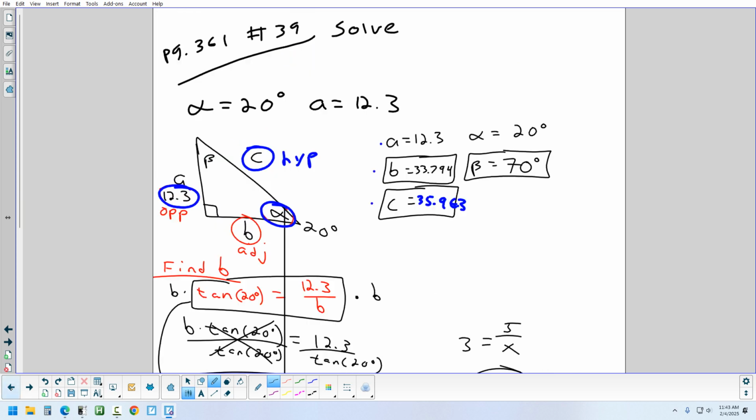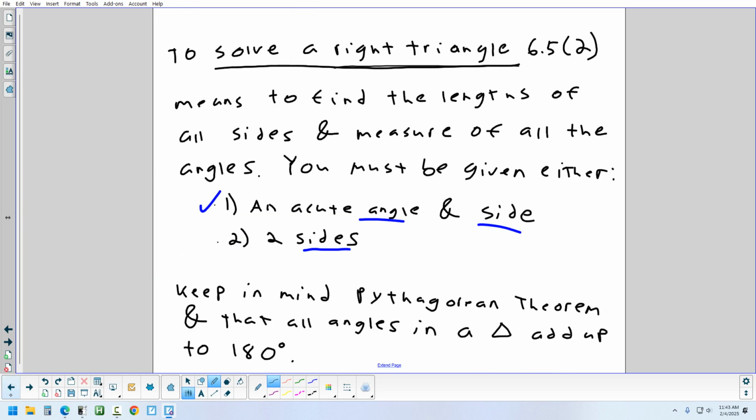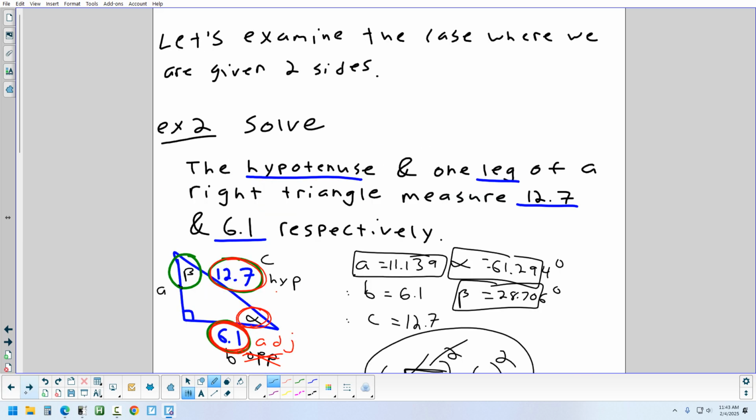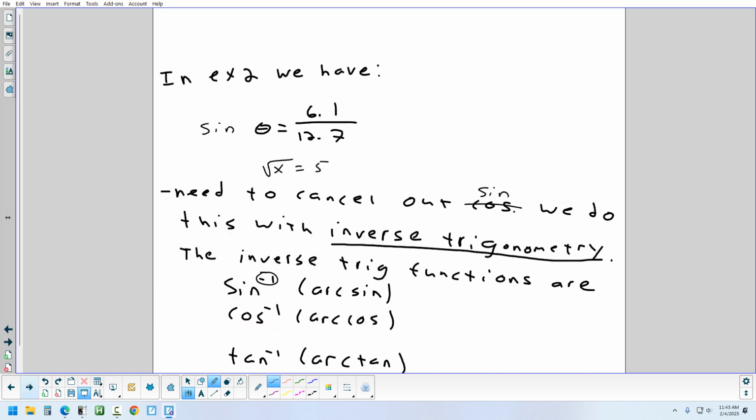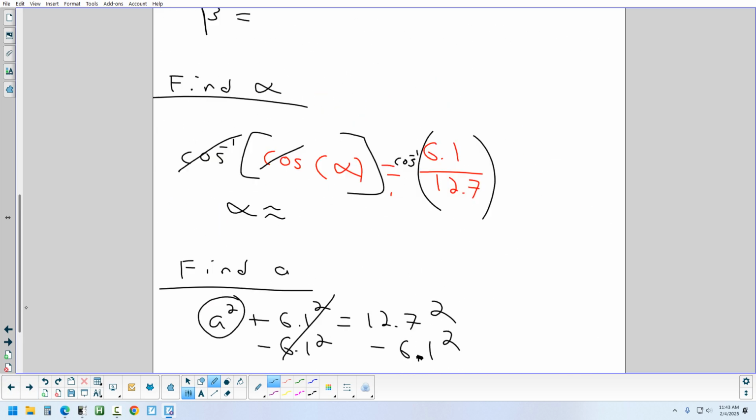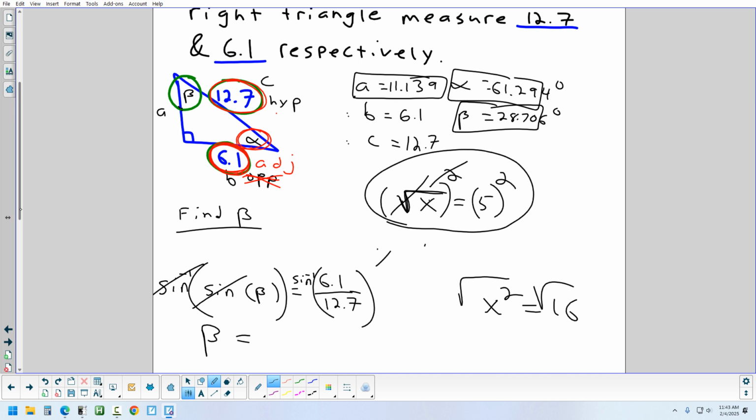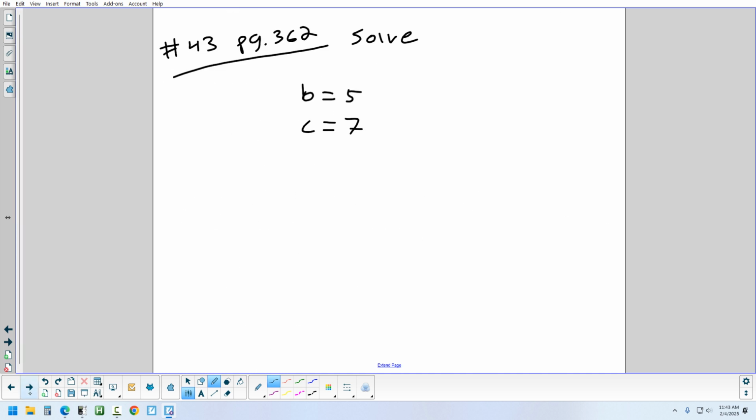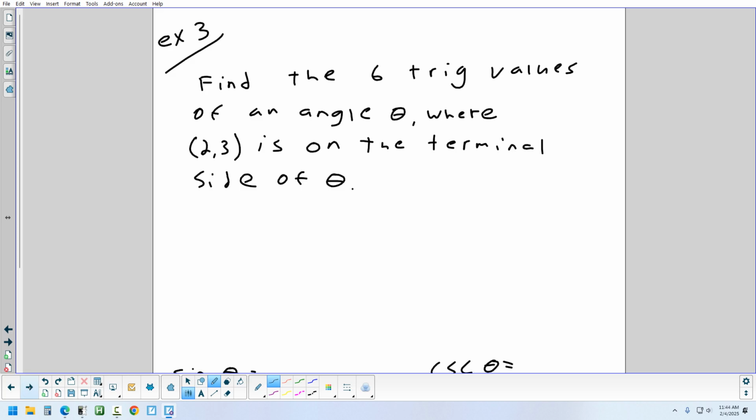Okay, and that is the two side case. Any questions on the two side case? Okay. That's another two side case, I think. I think we're okay. Yeah. Okay.